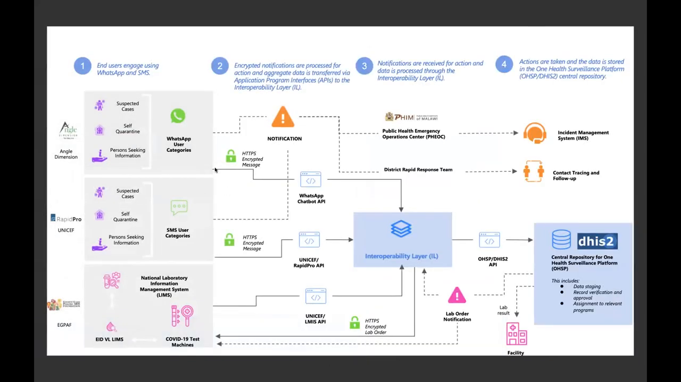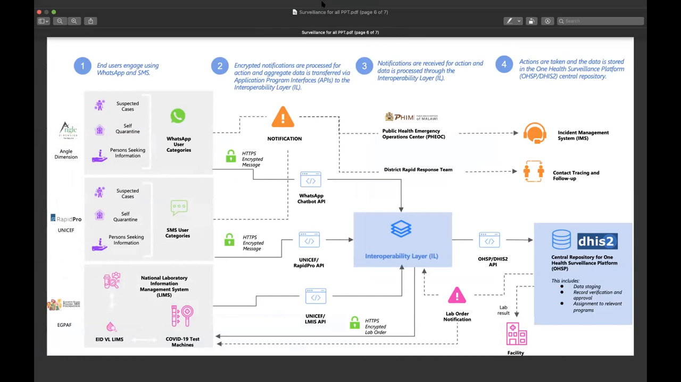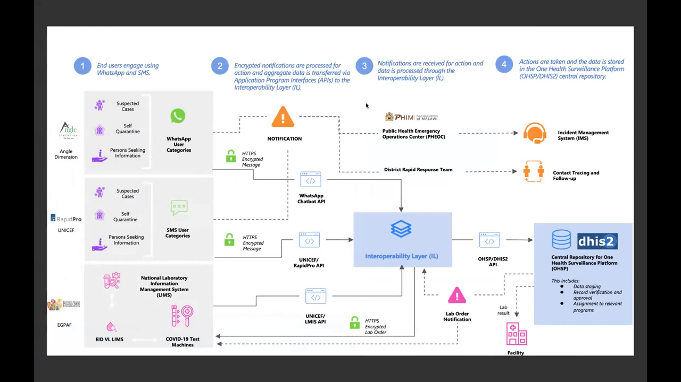As a summary, this is how it all looks fitted together when all is in action. I was trying to look for the pointer, but you should focus on the middle section where you have RapidPro UNICEF. Apart from that implementation, there is the WhatsApp chatbot, but that assumes that people are connected to the internet, which we were trying to avoid when we were coming up with this implementation.